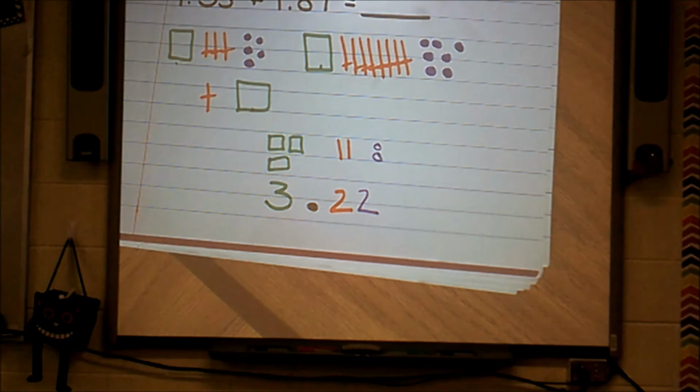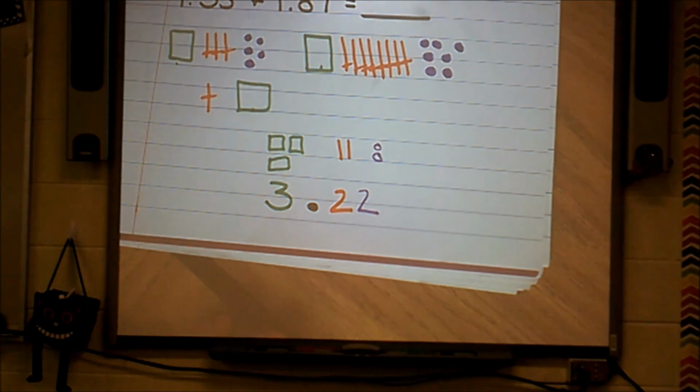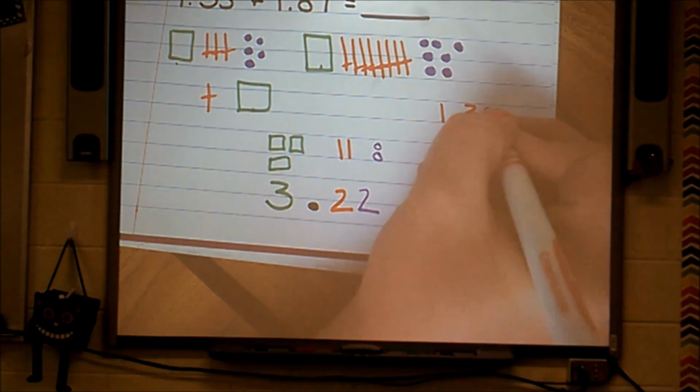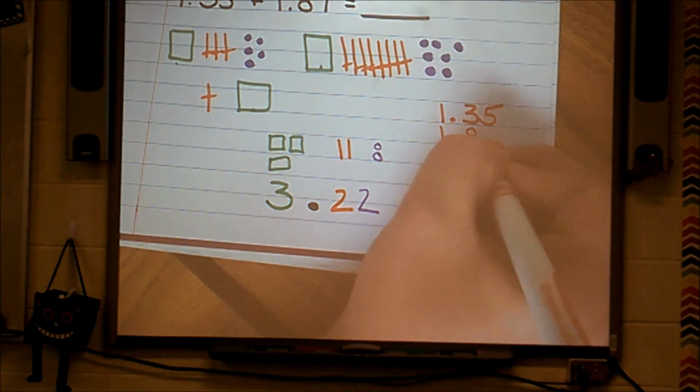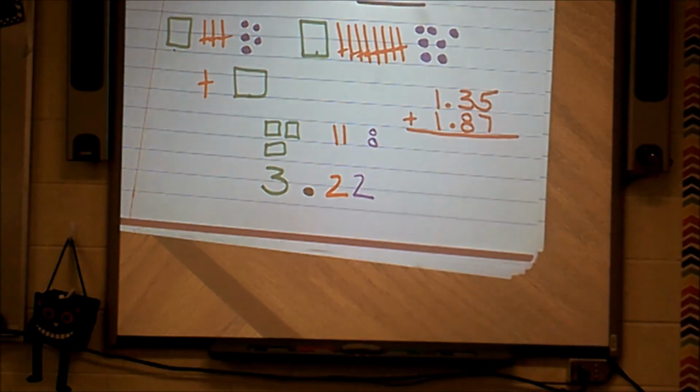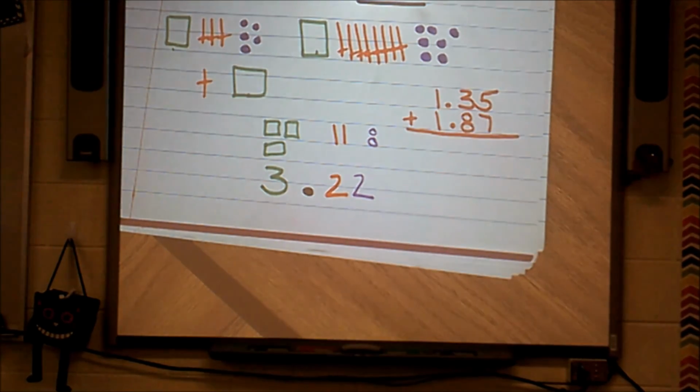Now let's check our work. Pictures are all well and great, but I think we can figure out another way to do this. Remember before I said to make sure you line up your decimals. So I'm going to rewrite this problem up here, 1 and 35 hundredths and 1 and 87 hundredths, with my decimals lined up and write them vertically on top of each other. Just like this. Now, as long as your decimals are lined up, you just solve it like any other addition problem.